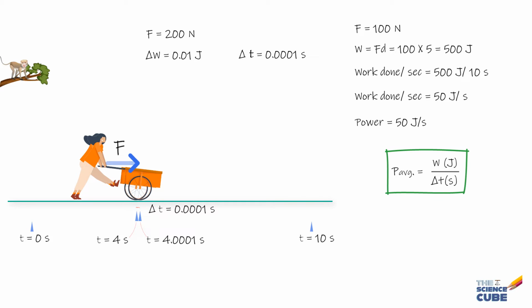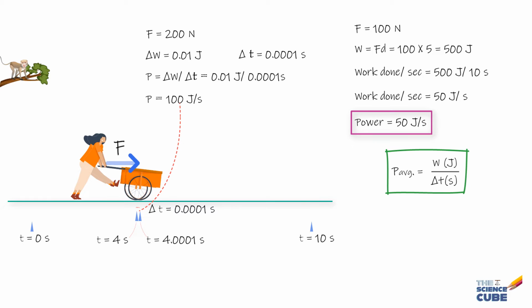Then we can say in that very small time interval, the work done on per second basis is work done in 0.0001 seconds, that is 0.01 joules, divided by the time taken, and that equals 100 joules. So you see, the power developed by the force in that short time interval was different from the average power calculated over the entire 10 seconds. So this is where the concept of instantaneous power P becomes relevant.